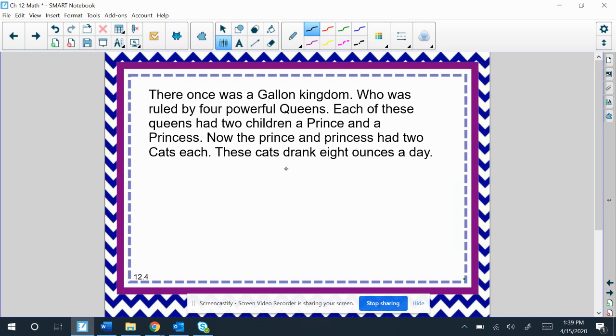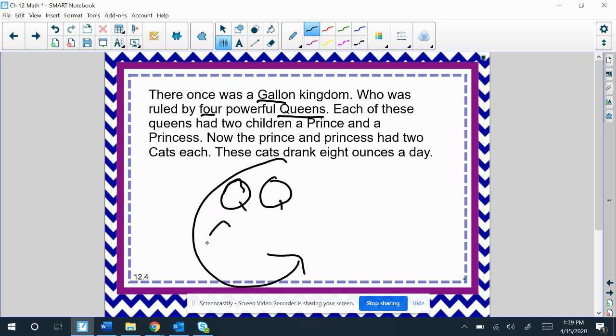There once was a Gallon kingdom who was ruled by 4 powerful queens. Each of these queens had a prince and a princess. Each prince and princess had a cat, 2 cats. And each cat drank 8 ounces a day.